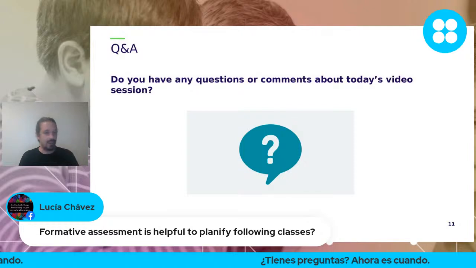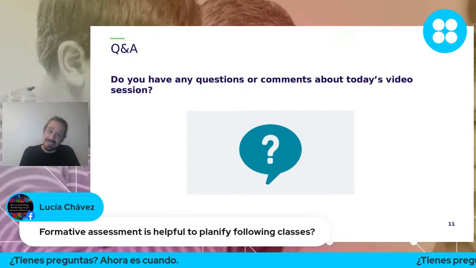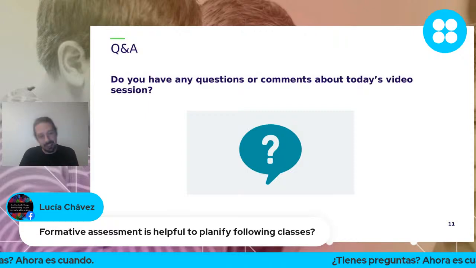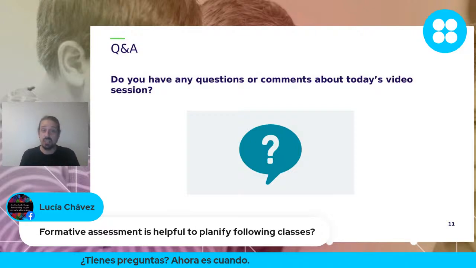So if you decide, we need to look at present perfect again, well, you can say, what? And the students might say, why are we looking at it again? Well, we did this activity and we weren't using it correctly. So we need to have a little bit more of a review. It helps you plan the following classes, and it also helps you justify why you're doing that.